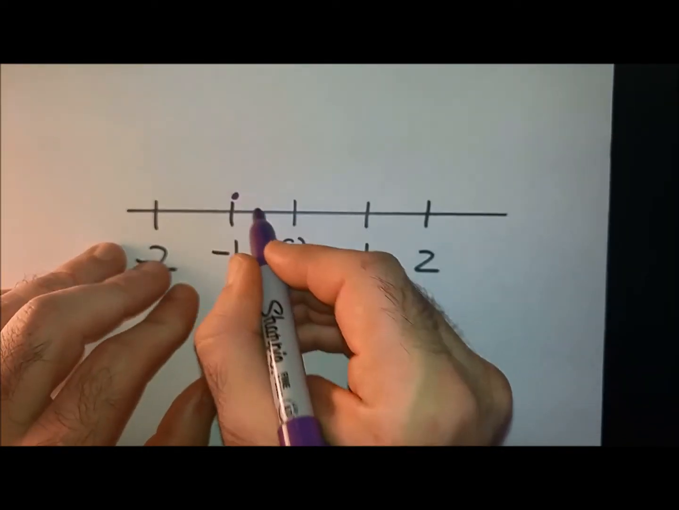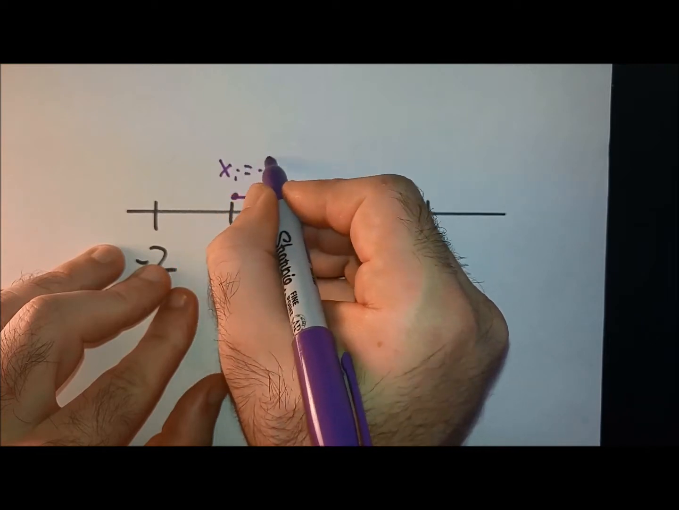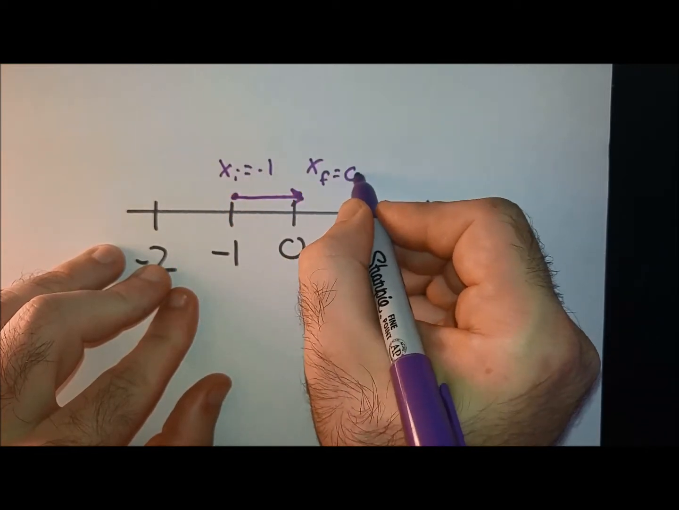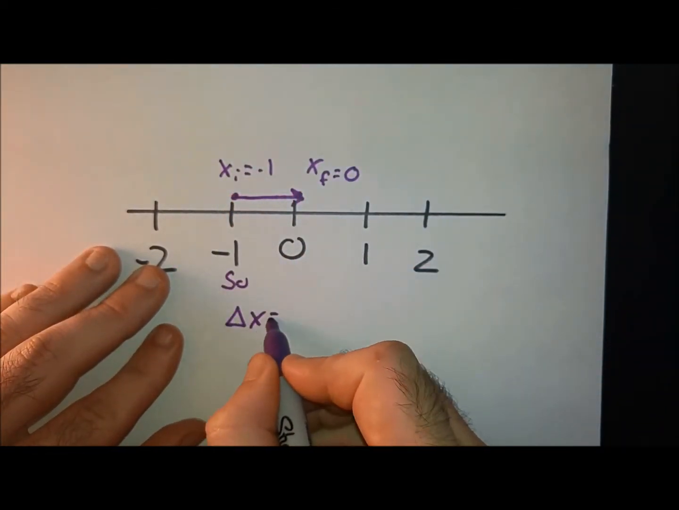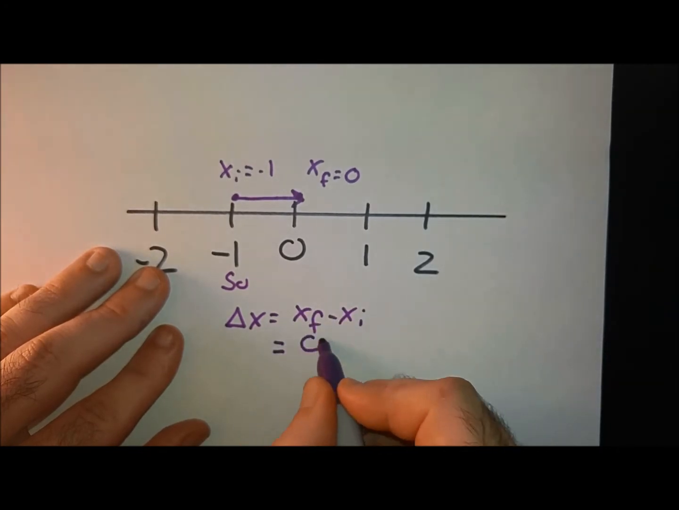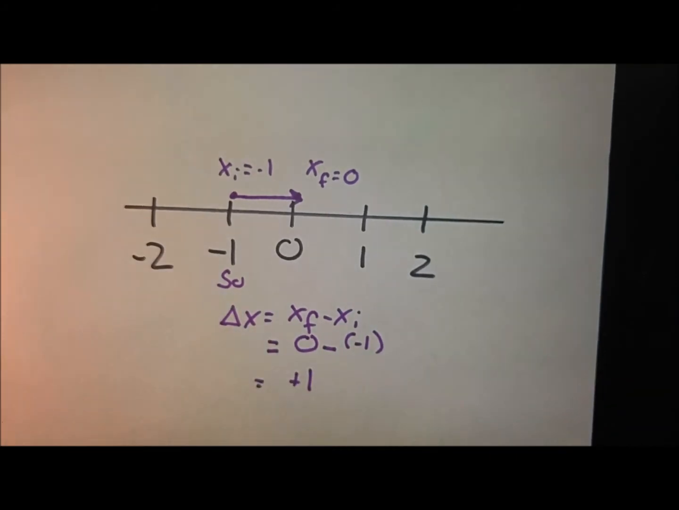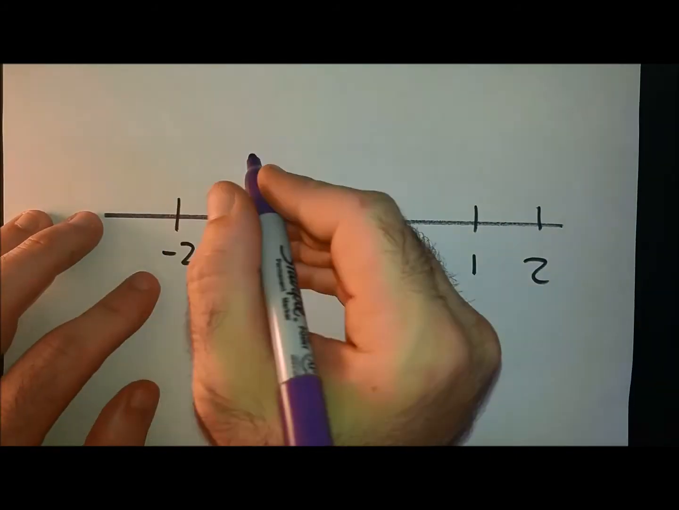Let's say we start at -1 and we go right 1 to 0. The starting point's -1, the final point 0. So the displacement, which is the final minus the initial, if we do the math, we end at 0, we start at -1. You end up with +1 for your displacement. We went positively 1 unit.